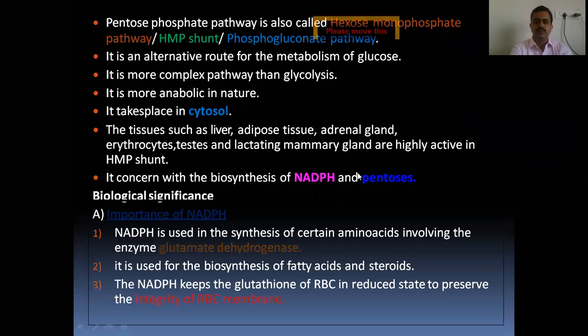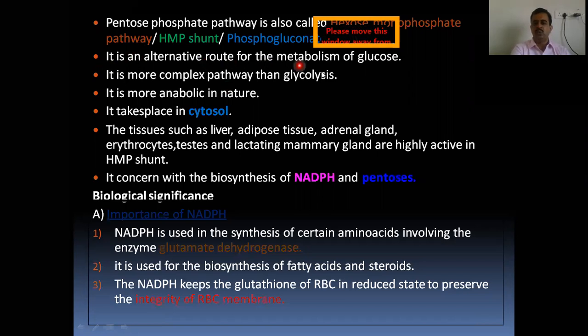Now if you see here, the pentose phosphate pathway is also called the hexose monophosphate pathway, HMP shunt, or phosphogluconate pathway. So bear in mind, in the examination it may be asked like explain the hexose monophosphate pathway, or write a short note on HMP shunt, or explain in detail the various reactions associated with the phosphogluconate pathway. All these words that I have uttered have a very common meaning: all these are nothing but the pentose phosphate pathway.